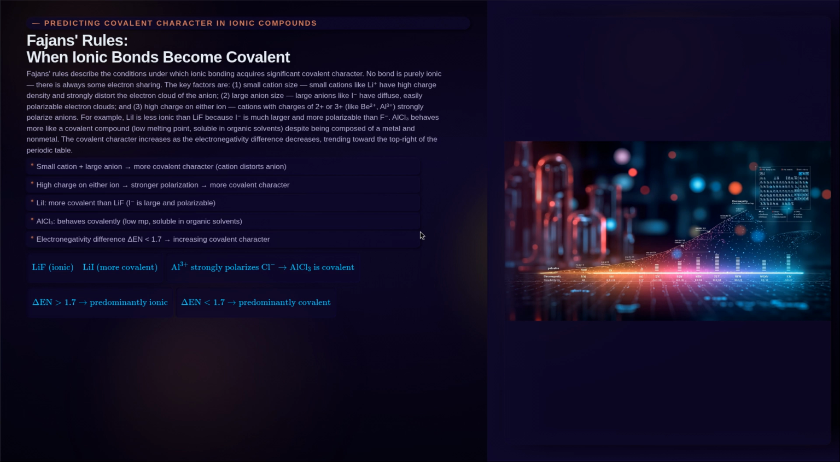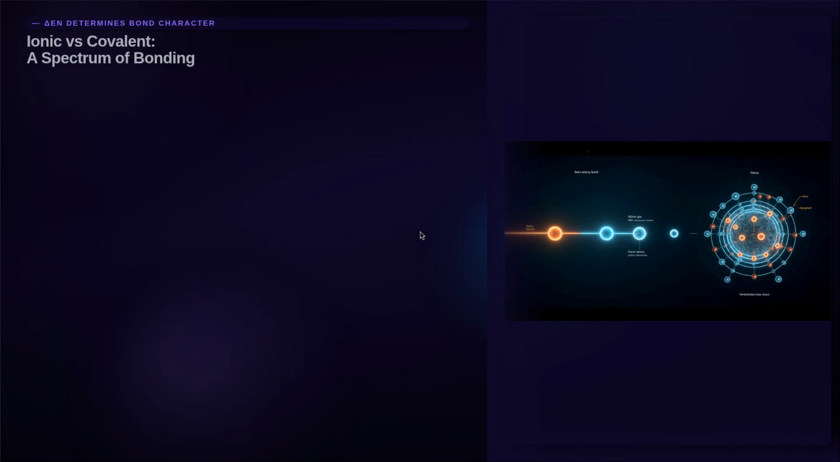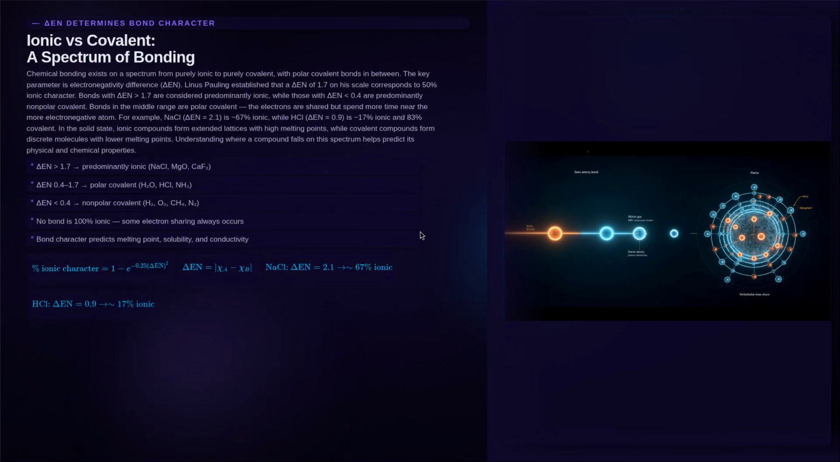For example, lithium iodide is less ionic than lithium fluoride because iodide is much larger and more polarizable than fluoride. Aluminum chloride behaves more like a covalent compound despite being composed of a metal and nonmetal. Chemical bonding exists on a spectrum from purely ionic to purely covalent, with polar covalent bonds in between.